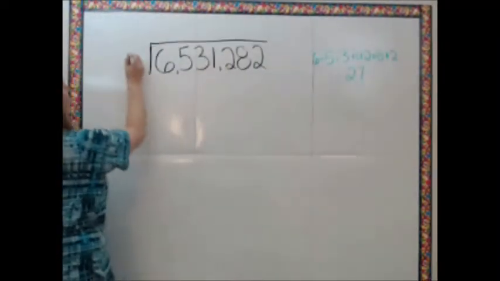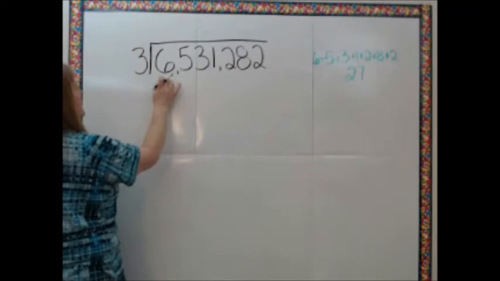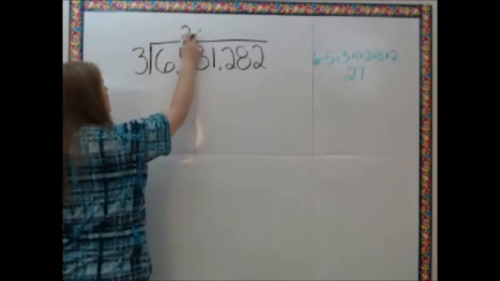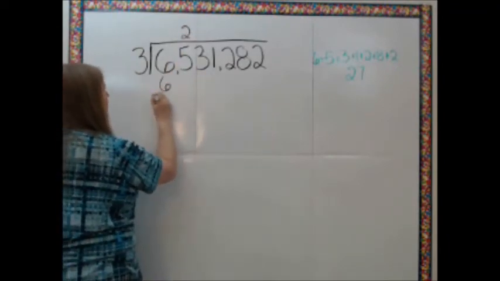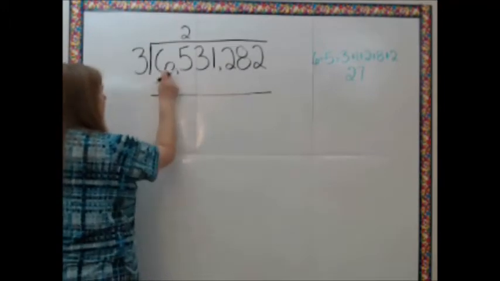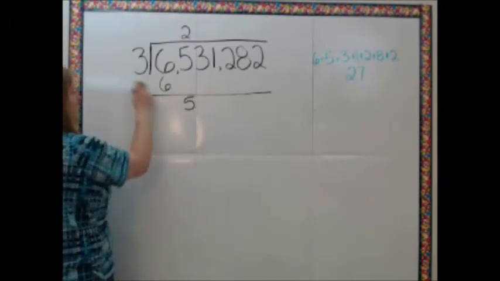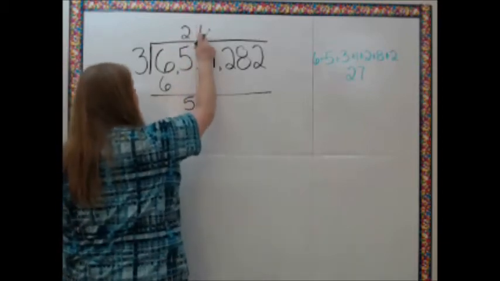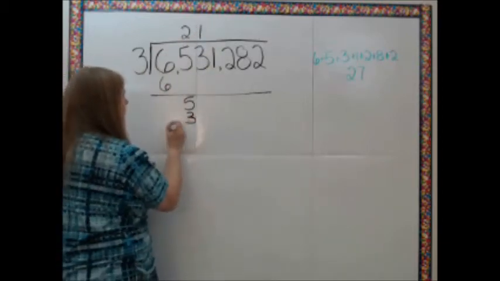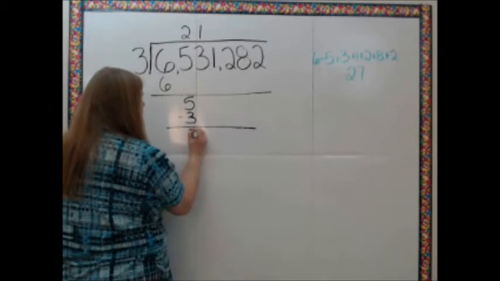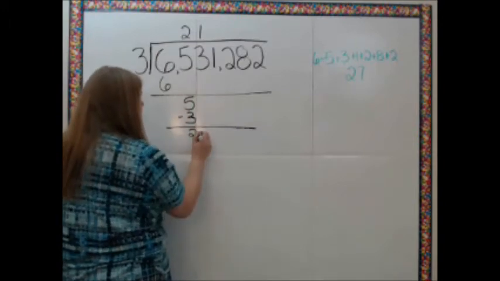All right, so 3 goes into 6 twice. 2 times 3 is 6. 6 minus 6 is 0. Bring down the 5. 3 goes into 5 once. So 1 times 3 is 3. Subtract, you get 2. Bring down the 3.